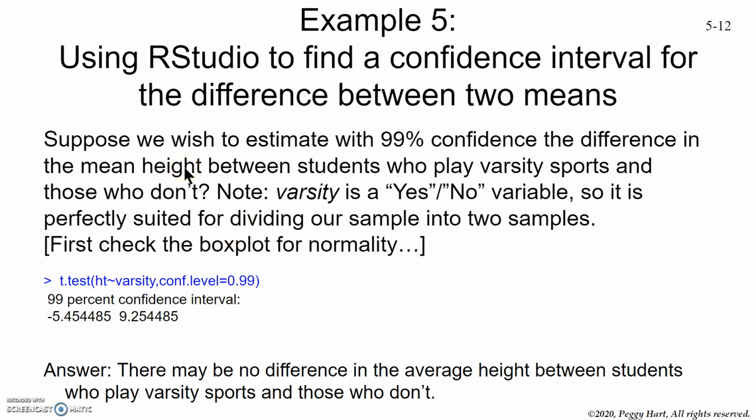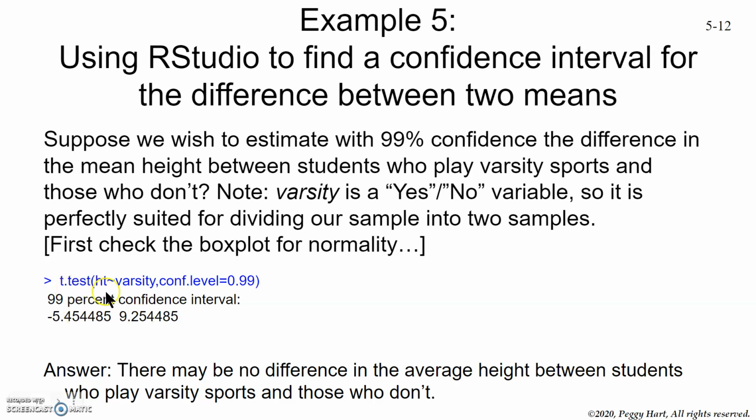Okay, so let's suppose we wish to estimate with 99% confidence the difference in the mean height between students who play varsity sports and those who don't. Notice varsity, that variable is a yes-no variable. So it's perfectly suited for dividing our sample into two samples. It's almost like we have two samples, right? Okay, so first we got to check the box plot for normality. And when I did the box plot for height, it's totally fine. There's no outliers. It actually looks super symmetric. All right, so we're good to go.